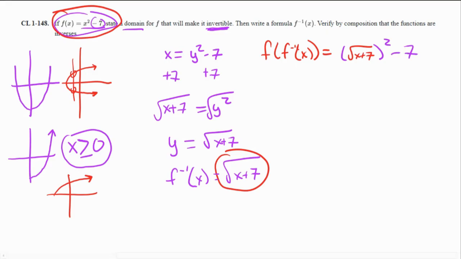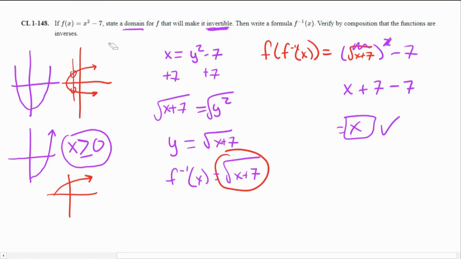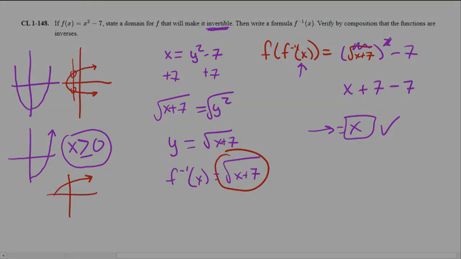Now I want to simplify. Because I'm taking the square root and then squaring that, these things actually cancel out. I'm left with just x plus 7 minus 7, and then 7 minus 7 is 0, so I get back to x. That verifies through composition because remember, what happens with the inverse is that if I originally plug in x and I do a bunch of math to it, the inverse would be undoing all of that math. So I should get right back to where I started, which is x.